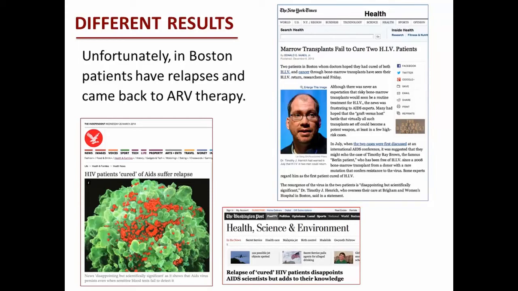And actually, there are also other cases described. There is one baby in Mississippi which was very famous a couple of years ago, and another case in Milano in Italy. Also in that case there was a baby who received therapy immediately after birth, and she was off therapy for many years, but the virus came out again. So it means that a sterilizing cure is very unlikely to be performed.